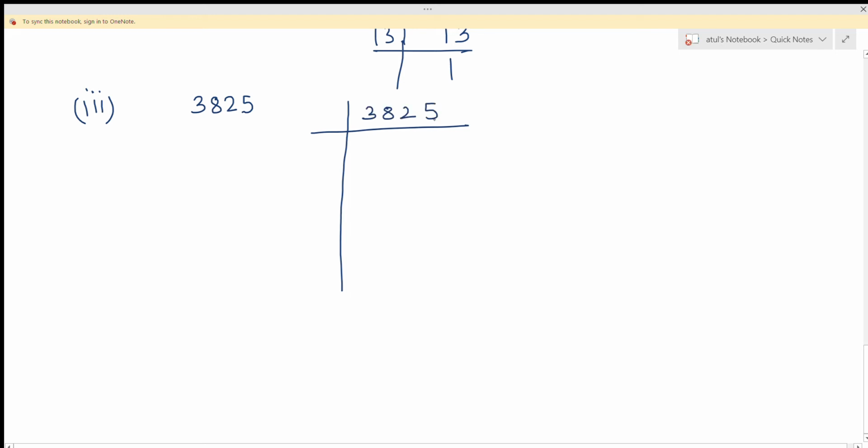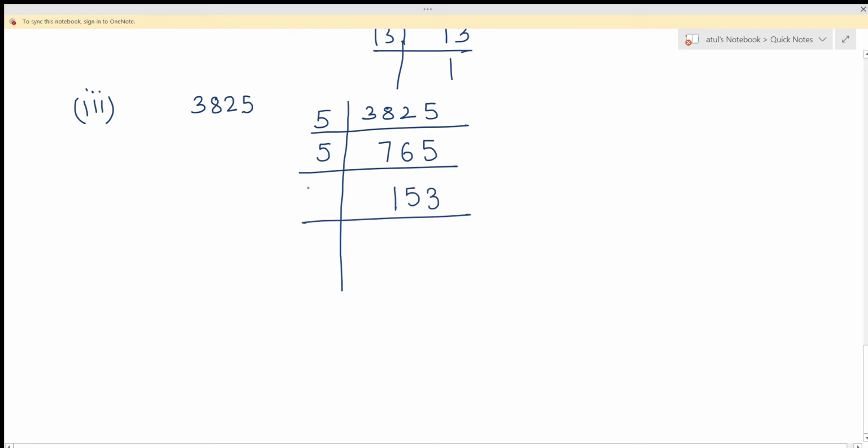3825. As it is ending with 5, I can start with 5. 5 sevens are 35. 3 goes over here, so 32. So 6 fives are 30. Then 2, 5. Again it is divisible by 5. 5 ones are 5, 5 fives are 25 and then 5 threes are 15.